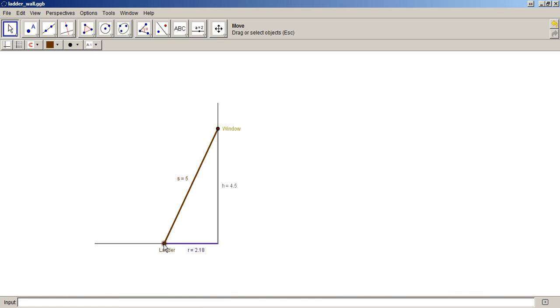Another applet that we found online was an application problem of the Pythagorean theorem. In this scenario, we have a ladder that's 5 meters long and a window that is 4.5 meters above the ground. The goal here is for the students to solve the question: how far should the ladder's base be from the wall? This applet allows students to try multiple solutions with visual representations of the Pythagorean theorem.